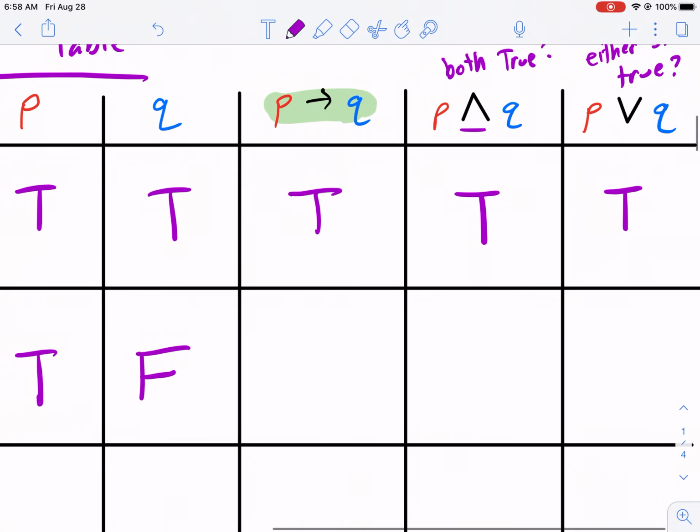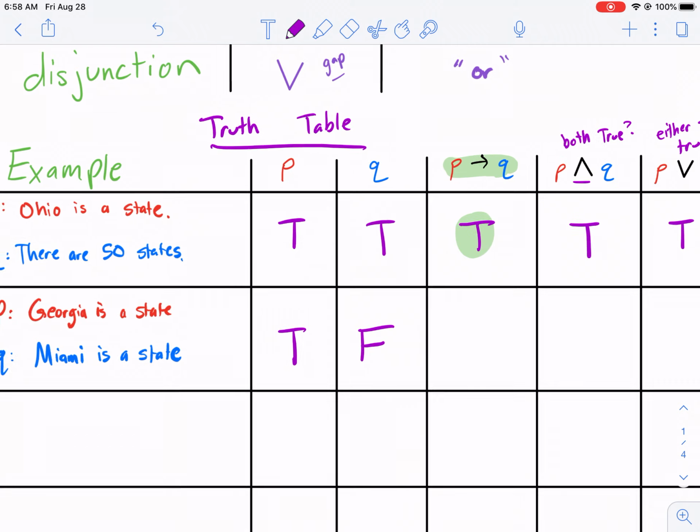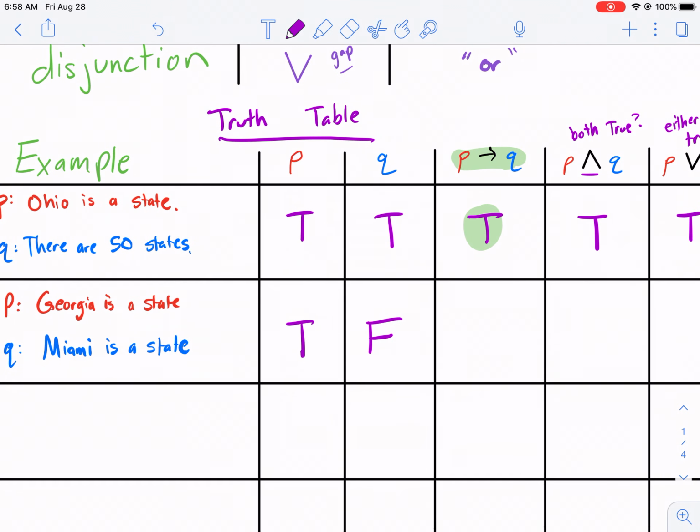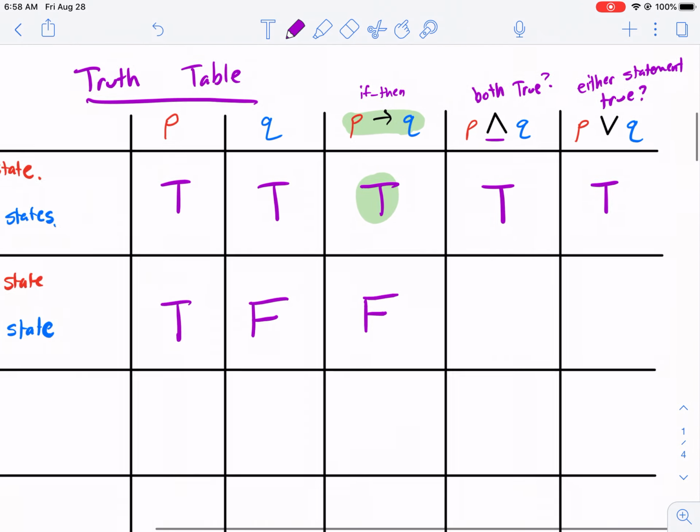Now, let's consider this. This is the tough one. Okay, let me make it green so you know it's tough. Tough. Okay. In a world where Georgia is a state, so a true world, the one we're living in right now, is Miami a state? No, it's not. So if Georgia is a state, if that is true, then Miami, this is what that means. This is an if-then statement. Then Miami is a state. No, that's not true, because a true world to a false statement, no, that can't be true, okay? So that is false.